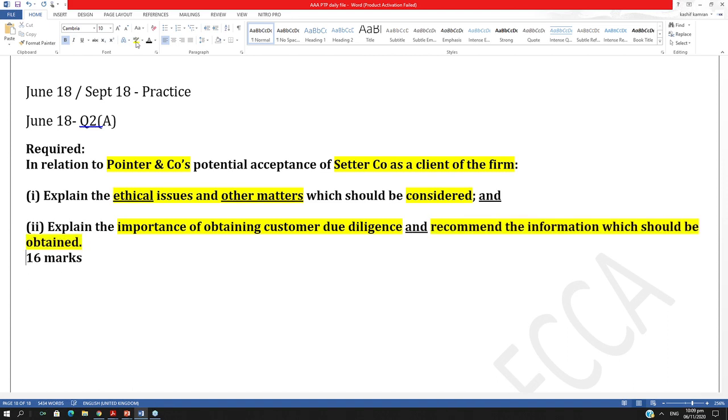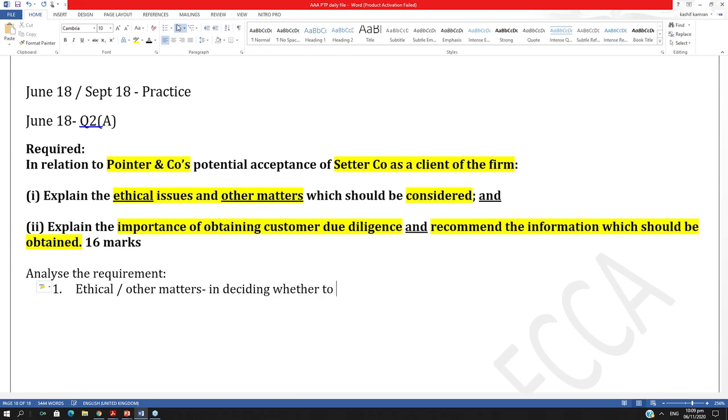Now, we have in total 16 marks, and we have to break the 16 marks into 3 things. When you carefully analyze the requirement, see what is the breakdown of the requirement. Number 1, you need to focus on the ethical and other matters in deciding whether to accept a new client. And each matter will give you 2 marks.